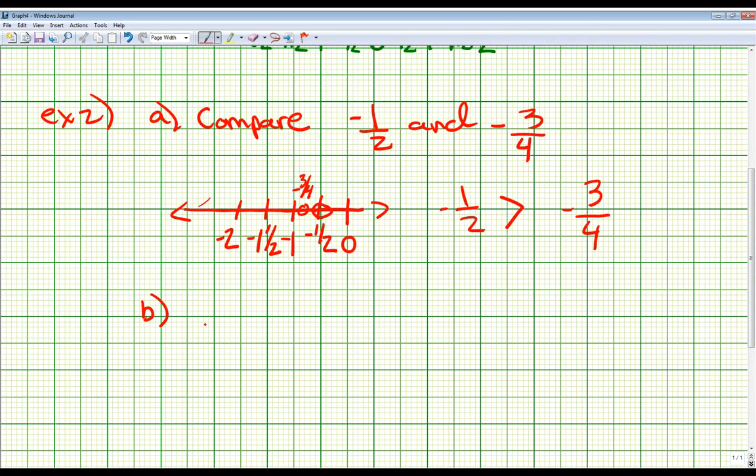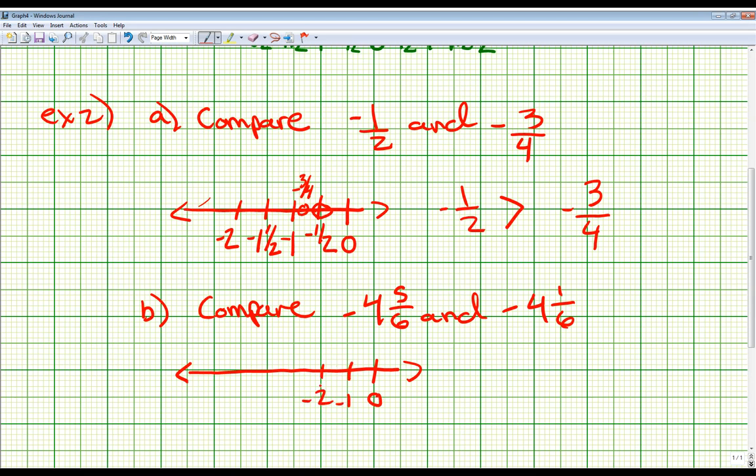Item B says compare negative 4 and 5/6 to negative 4 and 1/6. So again, we're comparing negative 4 and 5/6 and negative 4 and 1/6. Drawing where they're at on a number line may help you a little bit. Again, we're going with the negative, so I'm going to go ahead and put my 0 here. Here would be negative 1, negative 2, negative 3, negative 4, negative 5. So negative 4 wholes would be sitting right here.